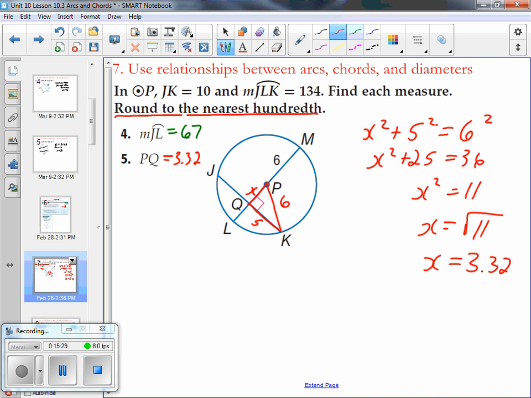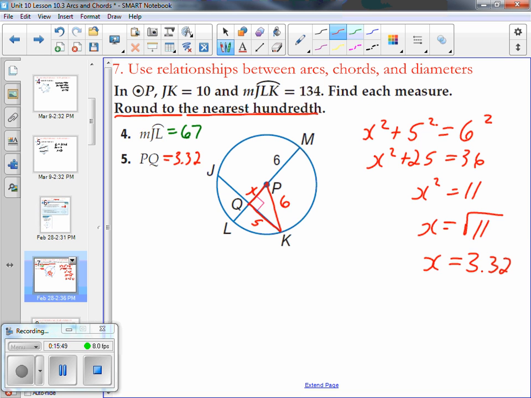Everybody follow me on that one? Because once you've seen a couple of these, I think you'll be okay. But the first time you see one of those, most of you may not think of drawing in a new radius. All right? Any questions?